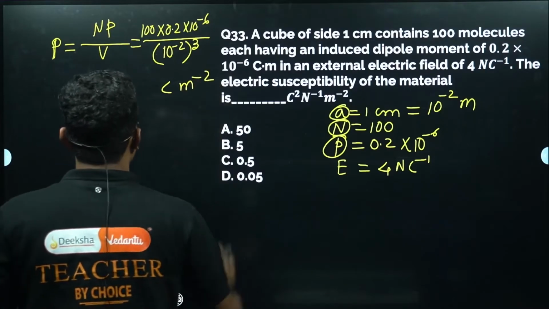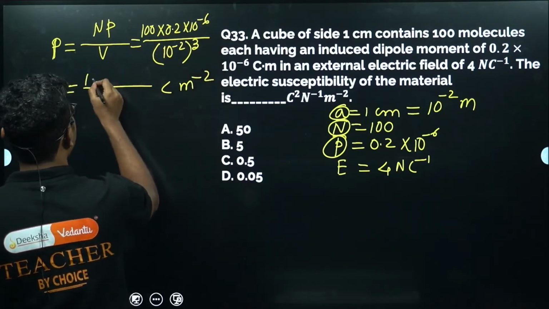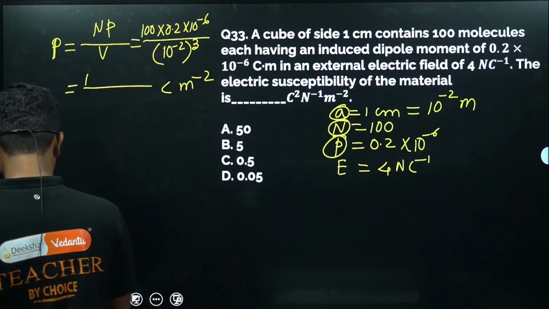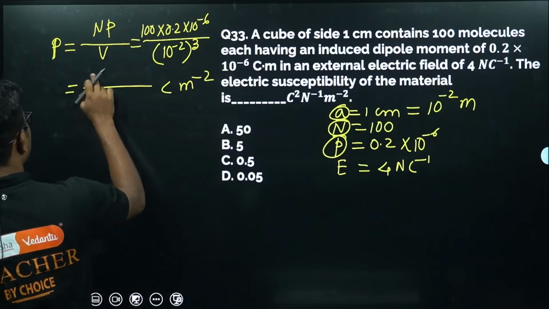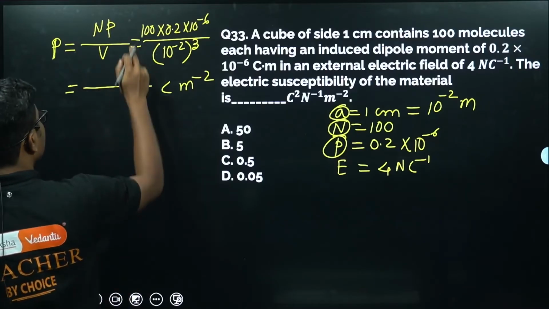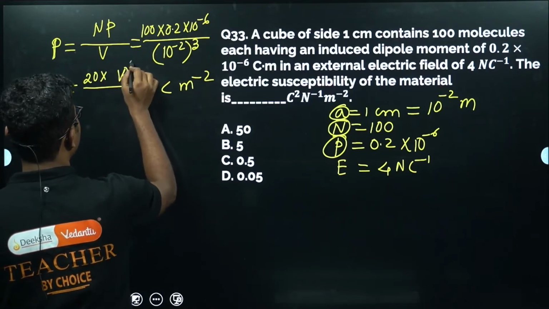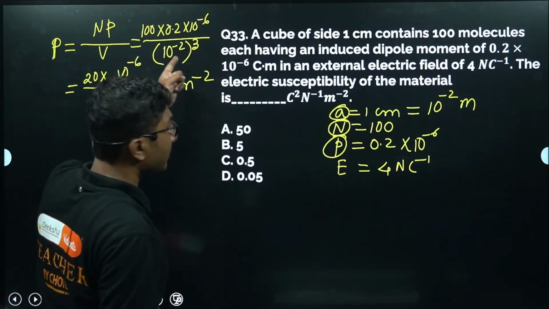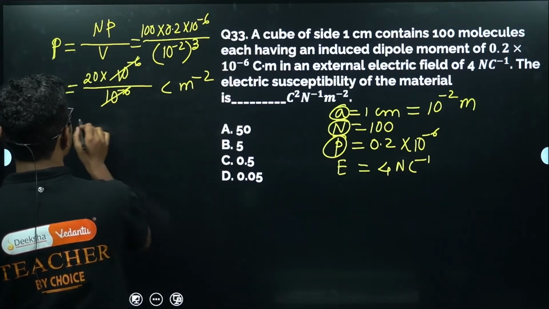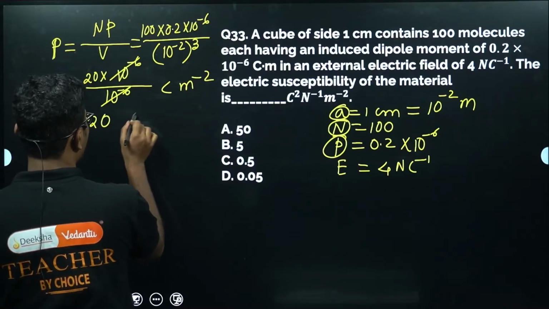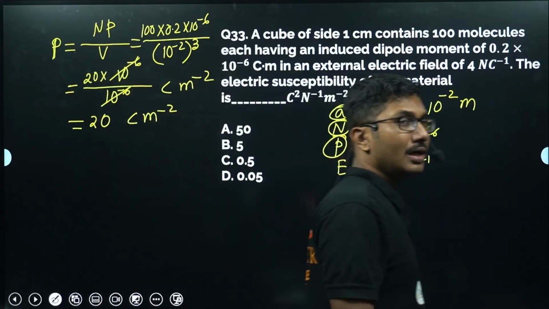Now if you calculate, 100 times 0.2 is 20 times 10 to the power of minus 6. In the denominator, 10 to the power minus 2 whole cube is another 10 to the power of minus 6. They all cancel. It will be 20 coulomb per meter square. So this is the polarization of the medium.